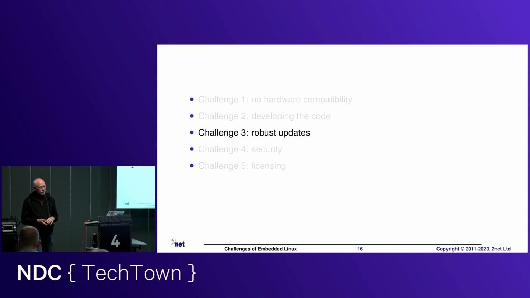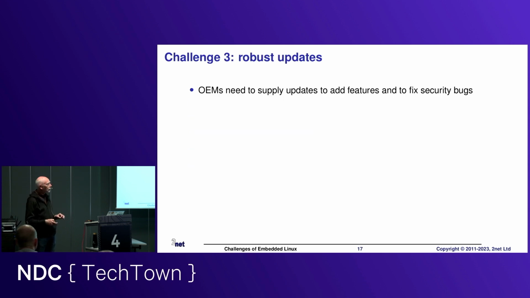Okay, so developing the code is complicated, but build tools like Buildroot and Yocto Project get us out of that particular hole. What about updating things? We'd like our things to be updated. Typically, OEMs want to, or should, update devices, maybe with new features, certainly with security fixes and so on.